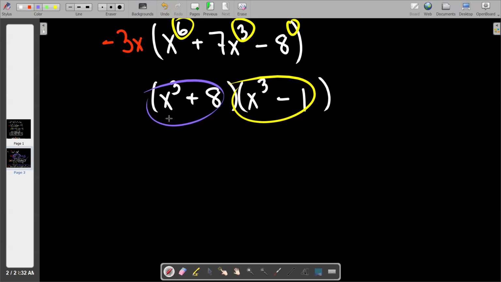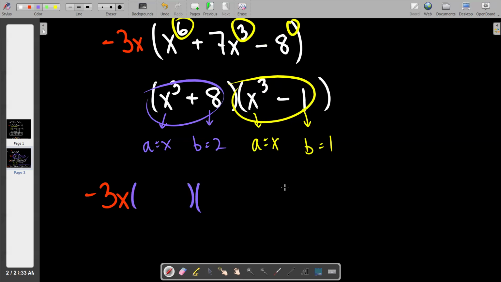So for the purple one, A is x and B is 2. And for the yellow one, A is x and B is 1. So our answer is going to look like this. Negative 3x. You know what? I would feel better if I made that red. So we're going to have negative 3x, short set, long set, short set, long set.